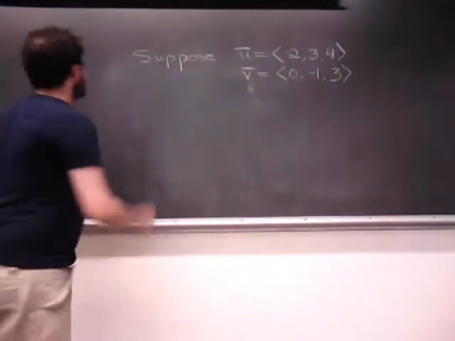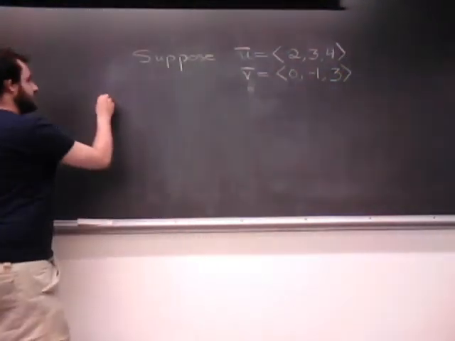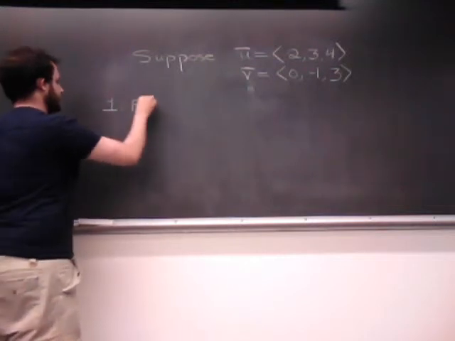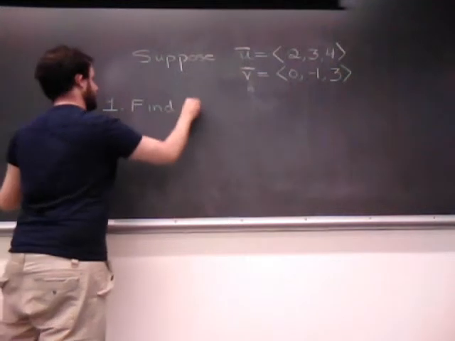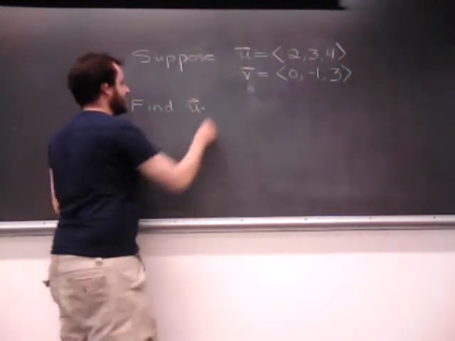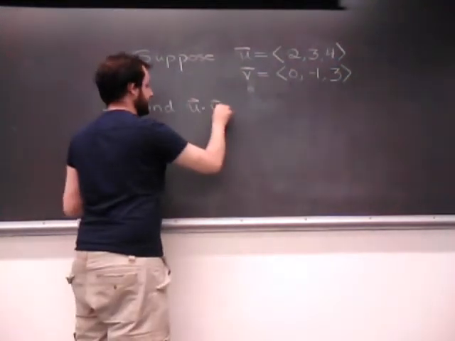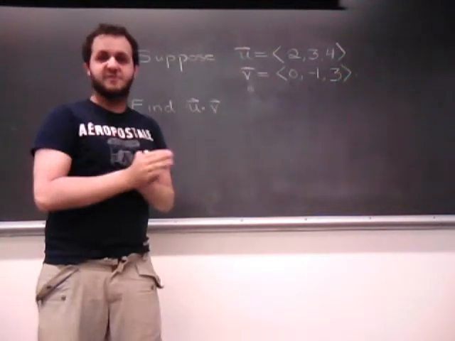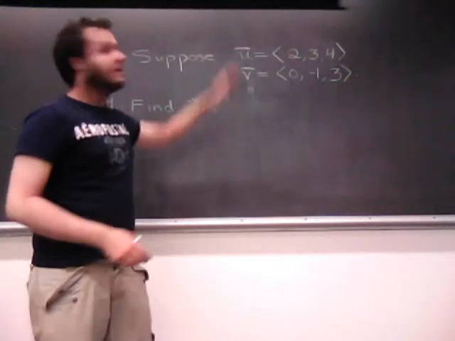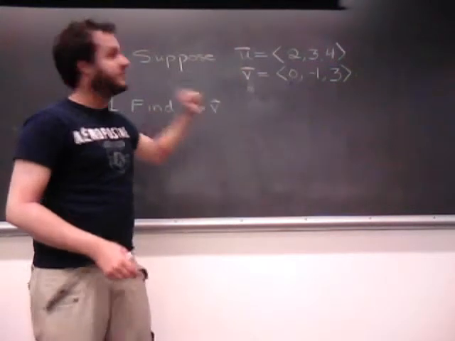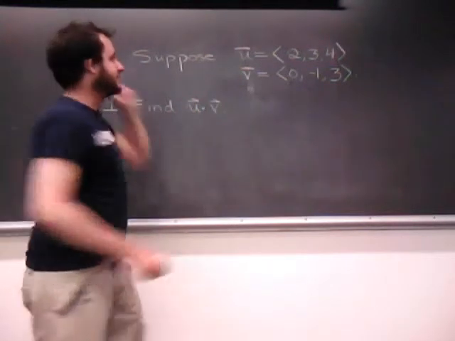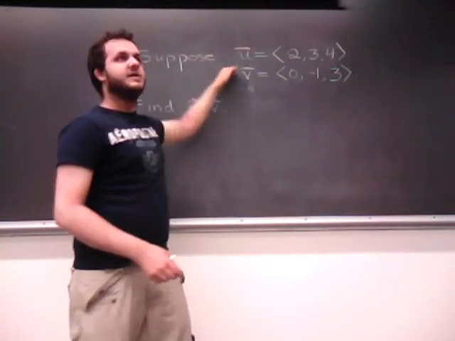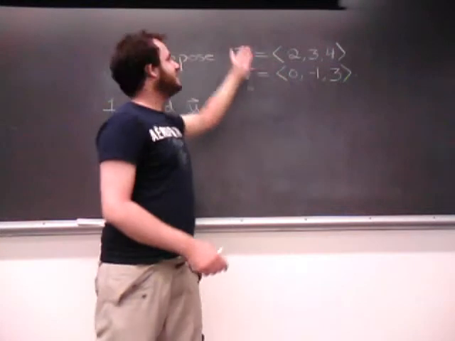So the first problem, find u dotted with v. Let me just point out that for this type of problem, just finding the dot product given the vectors in their component form, it is probably not easiest to find the magnitude of u, find the magnitude of v, multiply them, and find the angle in between.